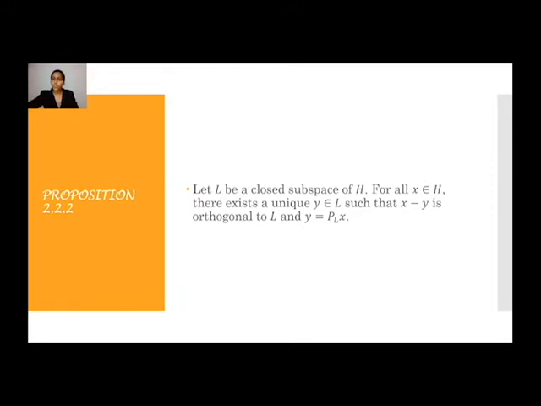So the proposition 2.2.2 states that let L be a closed subspace of H. For all X element of H, there exists a unique Y element of L such that X minus Y is orthogonal to L and Y equal to PL of X. So if we consider Hilbert space H and its corresponding closed subspace, then for any element in H, we can always find a unique element in the closed subspace L which forms the projection, and also X minus Y will be orthogonal to L. So let us see how we can proceed with the proof of this proposition.